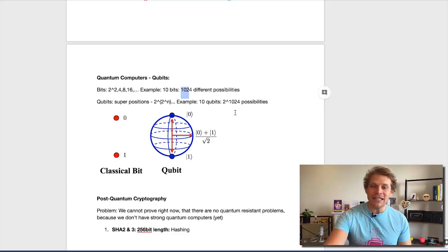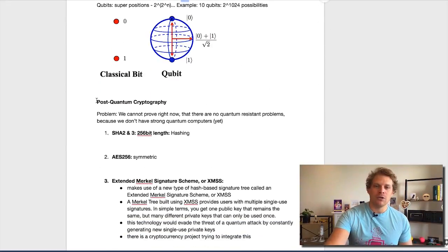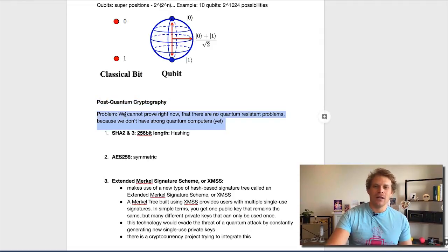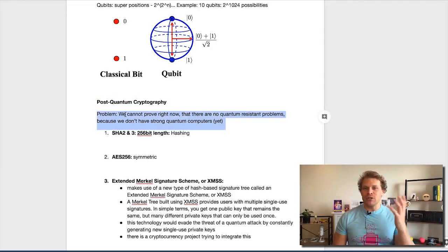So what we actually need is post-quantum cryptography. There's one problem, however: we can't prove right now that there are quantum resistant problems. And on the other side, it's not possible to prove that there are no quantum resistant problems, because we don't have strong enough computers yet. So a lot of it right now is theory, but we don't really know about these things yet. So let's look at seven algorithms that would probably be quantum proof.